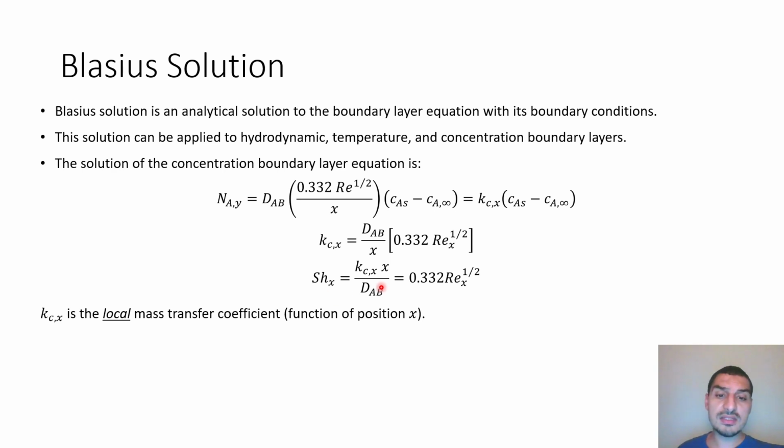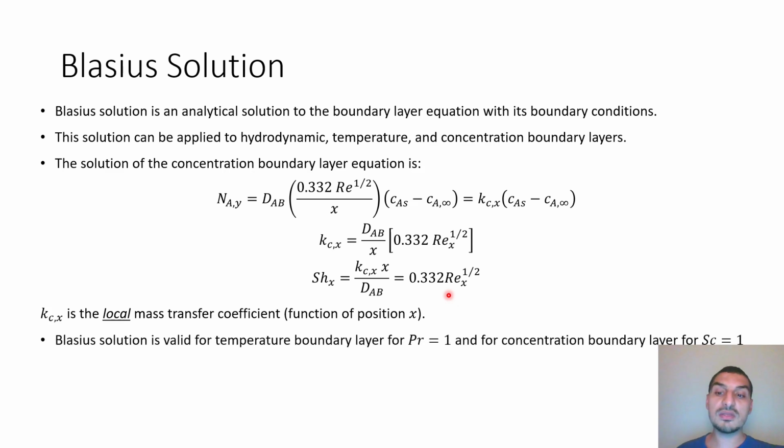The second thing is that we knew from the dimensional analysis that the general form of the equation is that Sherwood number is a constant multiplied by Reynolds to a power, multiplied by Schmidt number to a power. But I don't have any Schmidt number here. This is just Reynolds number.